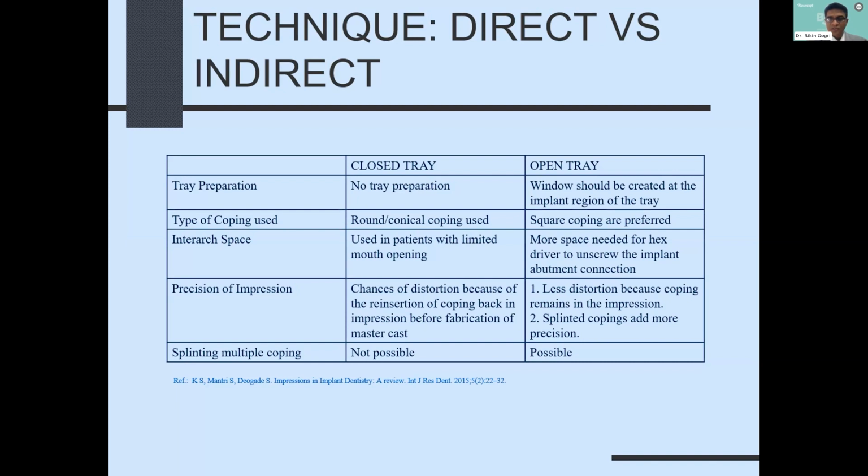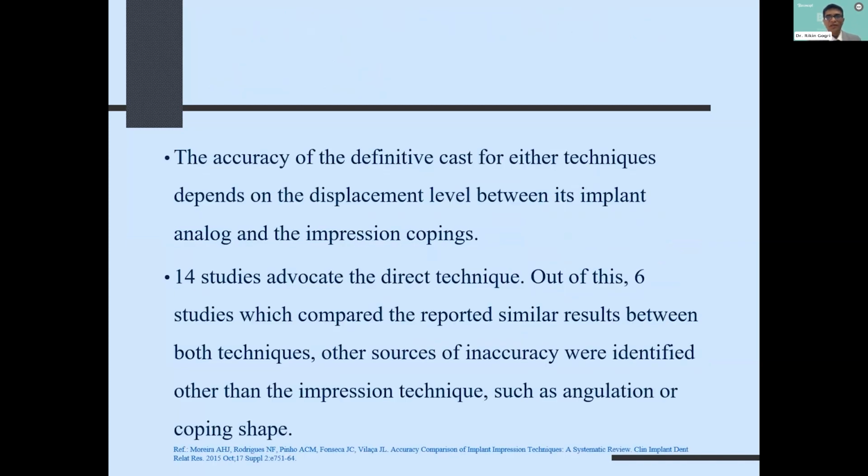Precision of impression, chances of distortion because of the reinsertion of coping back in the impression before fabrication of master cast. Whereas in open tray, since the entire coping is seating within the impression and you are allowing it to set and then attaching your lab analog and transferring it to the lab, the chances of distortion is less. Splinting of multiple copings in closed tray is not possible, whereas in open tray is possible and is also the preferred choice. So the accuracy of the definitive cast for either technique depends on the displacement level between its implant analog and the impression coping.